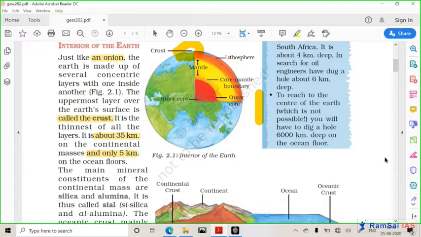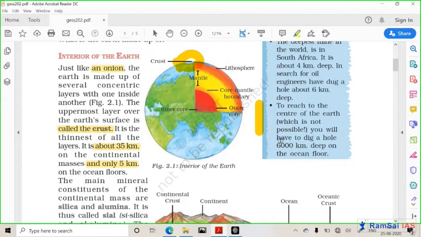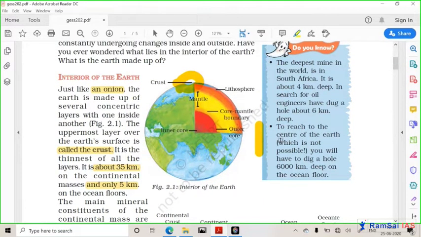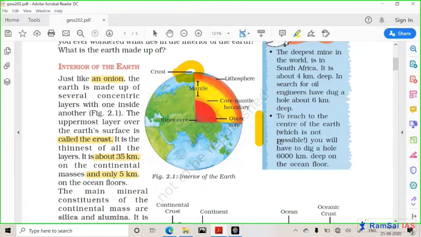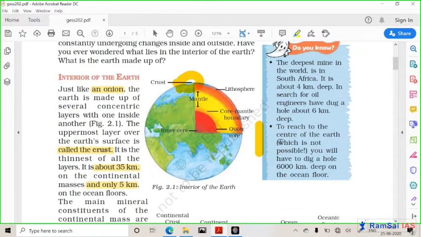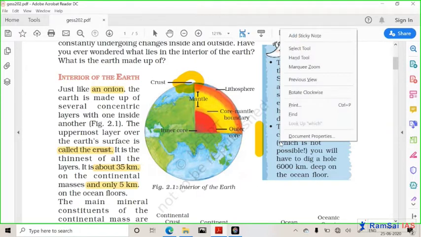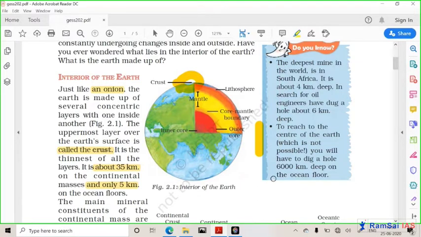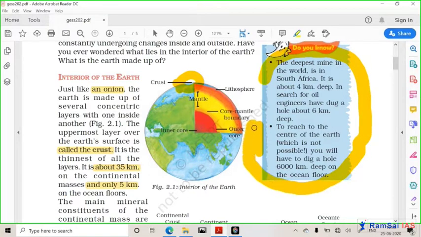Now, when we say oceanic crust and continental crust, you should understand the composition of those crusts. Before going to the composition, there are certain facts given here. They are very important and can be asked in the exam.